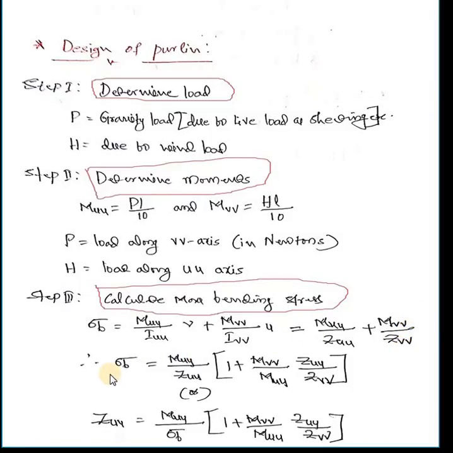Finally we have one formula for biaxial or bending stress. Bending stress sigma B is equal to MUU by ZUU into 1 plus MVV by MUU into ZUU by ZVV. This is to calculate bending stress. Similarly, if you want to calculate ZUU, that is the section modulus along the UU axis, then ZUU is equal to MUU by sigma B into 1 plus MVV by MUU into ZUU by ZVV. So this is very important.